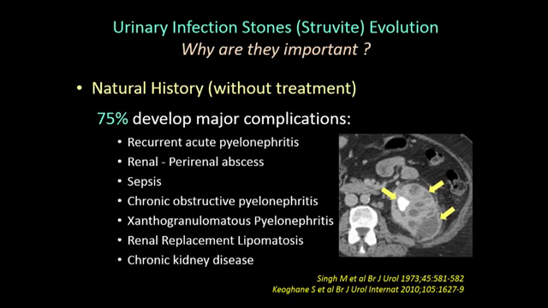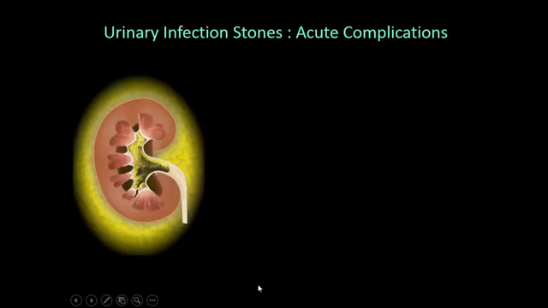And why are these important? Well, 75% of them develop complications. And that is our goal on imaging, to tell the urologist, this is a staghorn calculus, this is likely an infective stone, and they need to adequately take care of these very quickly. Otherwise, you're going to have some significant issues with pyelonephritis or chronic changes of xanthogranulomatous pyelonephritis. So you want to talk about these stones in acute complications.